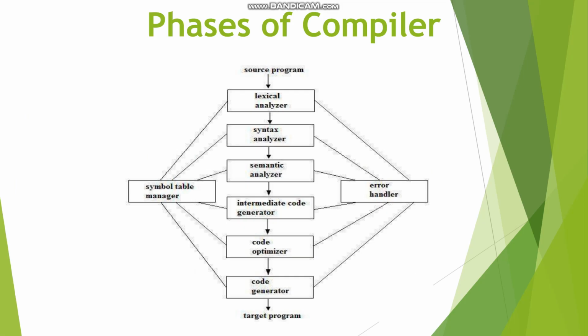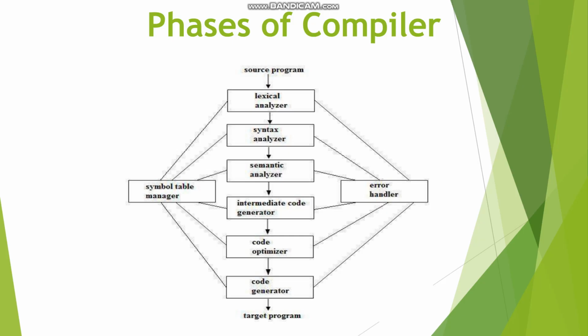Basically there are two phases of the compiler: analysis phases and synthesis phases. Analysis phases creates the intermediate representation from the given source code, and the synthesis phases creates an equivalent target program from the intermediate code. In my first lecture, I have already explained what is compiler.